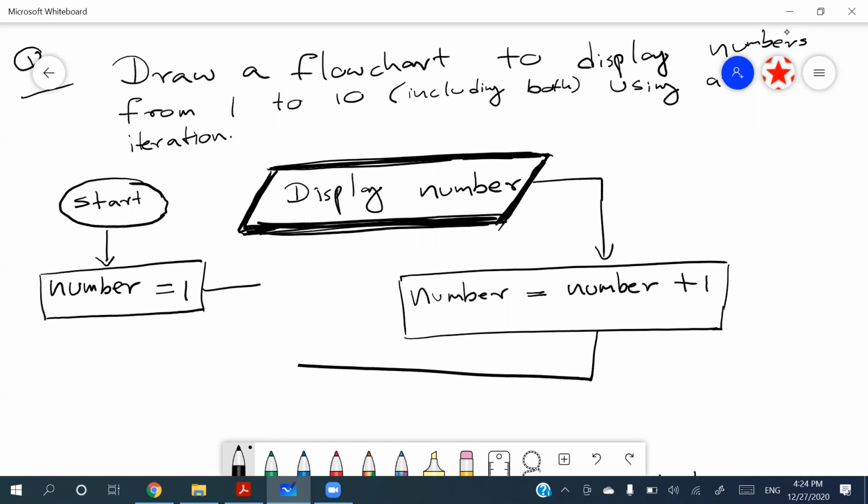Then display it. So 1 will be displayed. Then it will increase by 1, so 2 will display. Increase to 3, 3 will display. Increase to 4, 4 will display. Increase to 5, 5 will display. But I have to stop at 10.